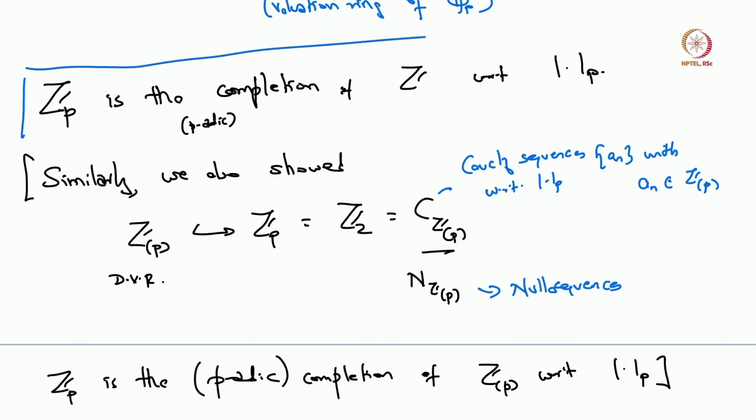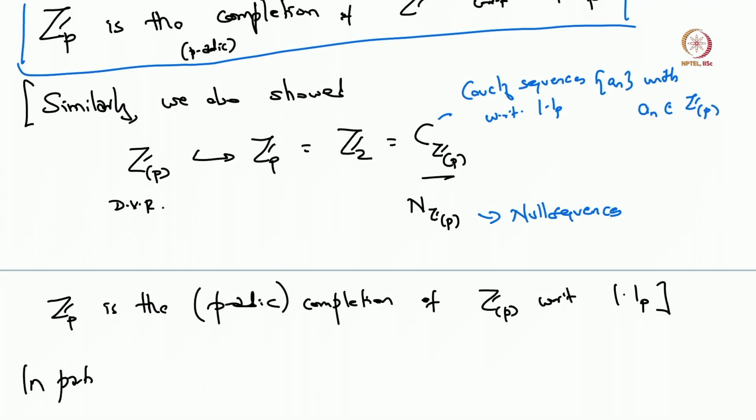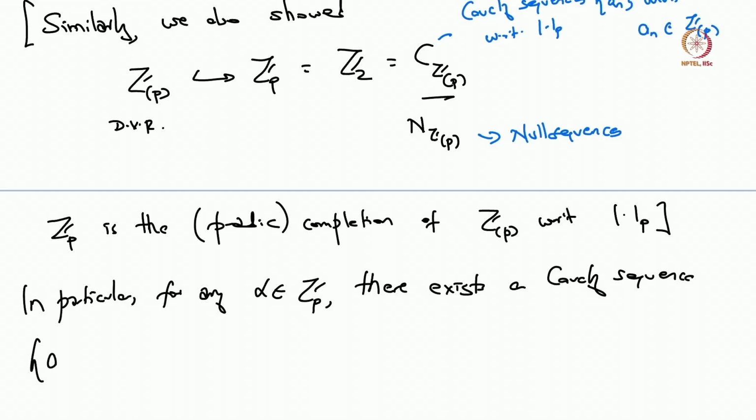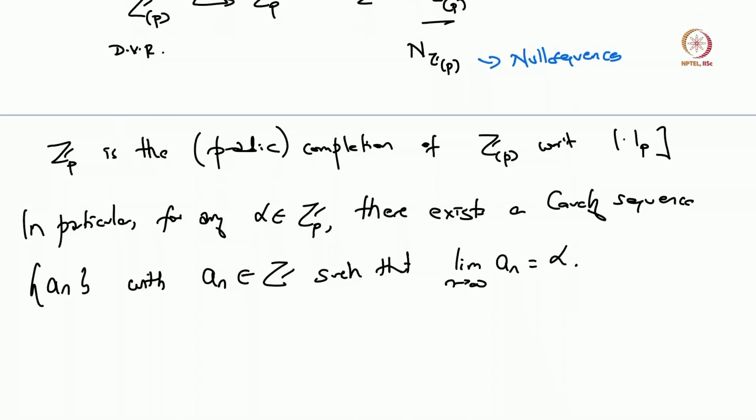So we have that Z_p is the completion of Z with respect to the p-adic absolute value, and again what that means is, in particular, for any alpha in Z_p, there exists a Cauchy sequence, say a_n, where these a_n are integers, such that the limit as n goes to infinity of the a_n equals alpha.